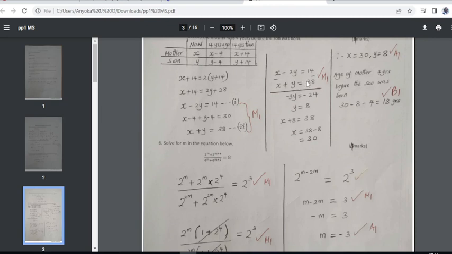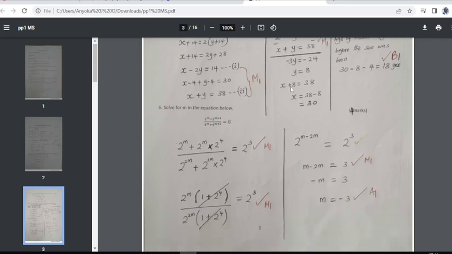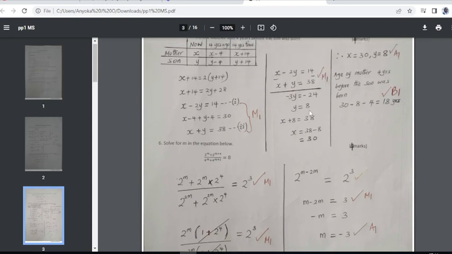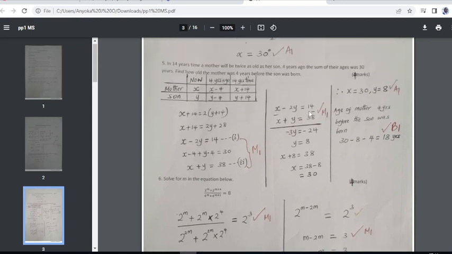After solving the equations simultaneously, we get Y is equal to 8 and X is equal to 30. But that's not the answer. X is equal to 30, Y is equal to 8. This is their age now. The question is: find how old the mother was 4 years before the son was born.